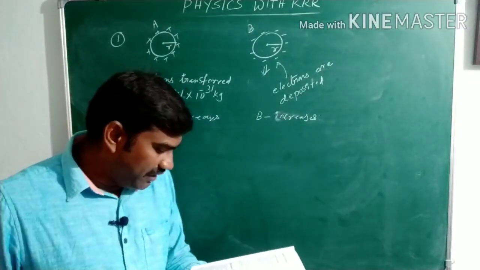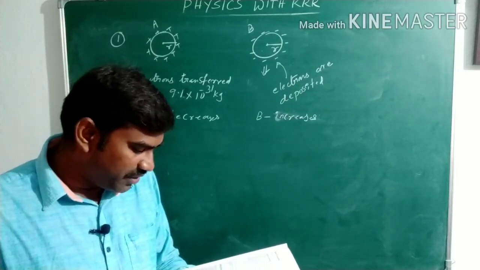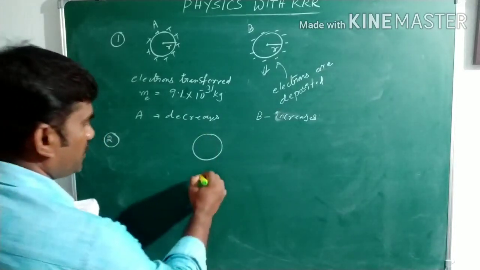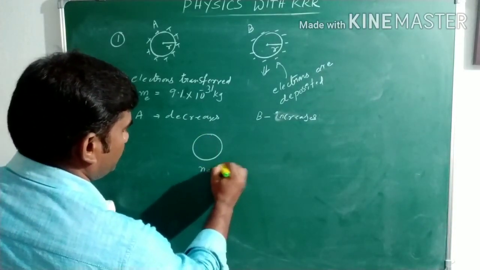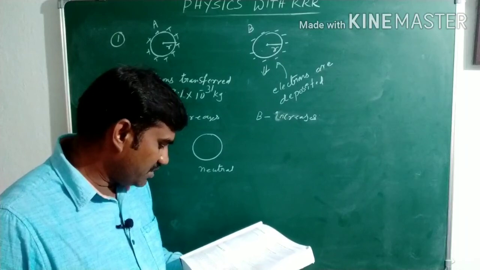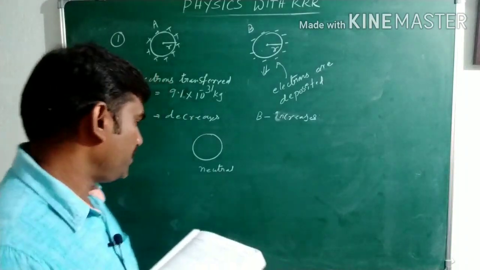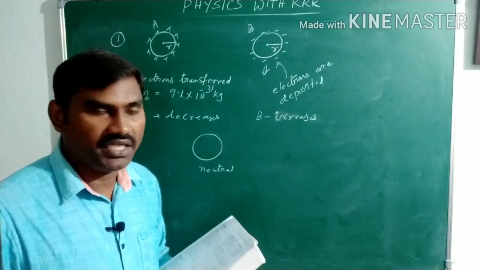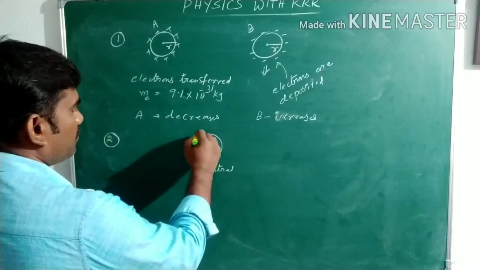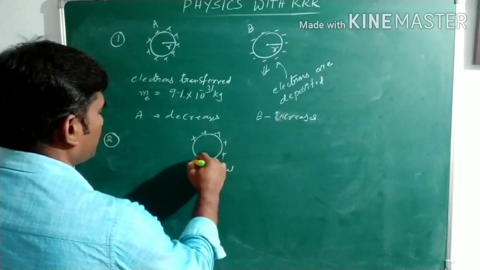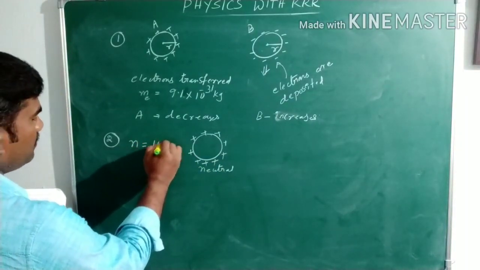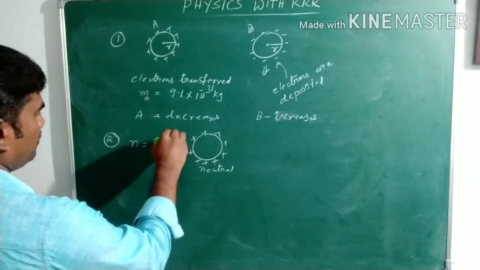Next question. When 10 to the power of 14 electrons are removed from a neutral metal sphere, then the charge on the sphere becomes. So here this is a metal sphere in the state of neutral. From this, 10 to the power of 14 electrons are removed. First we have to decide what type of charge will accumulate on the sphere. Electrons are removed, that means lack of electrons, and lack of electrons will give a positively charged body. The number of electrons is 10 to the power of 14.